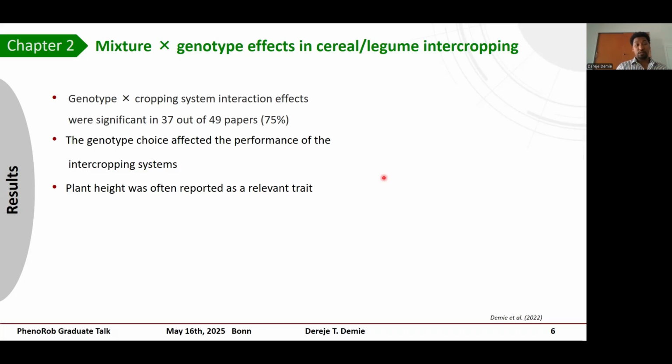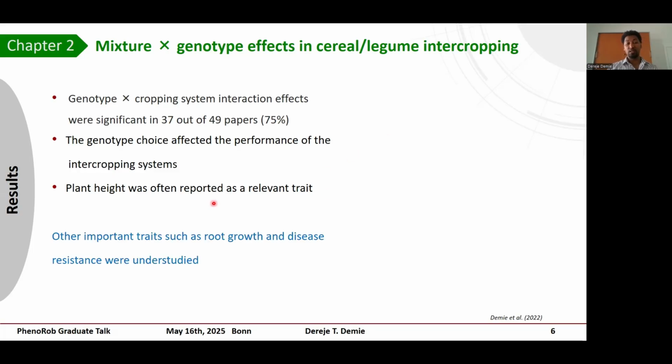So the genotype choice affected the performance of the intercropping system, and we went to look at the mechanism behind this, or which plant trait is responsible for such interactions. We found that plant height was one of the often-reported relevant traits, but other important traits such as root traits or disease resistance were overlooked, or there are no studies in this aspect.